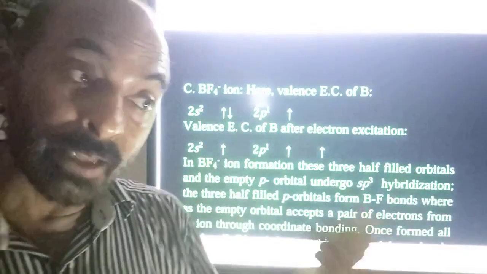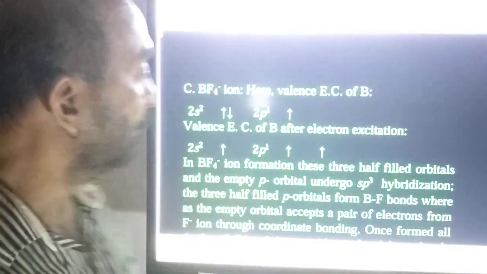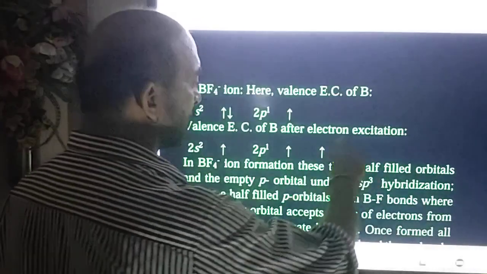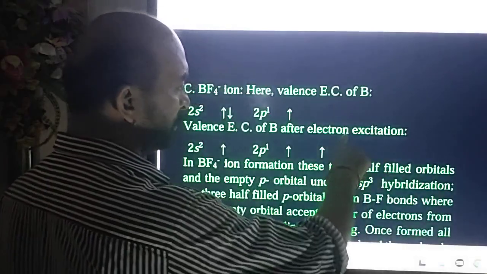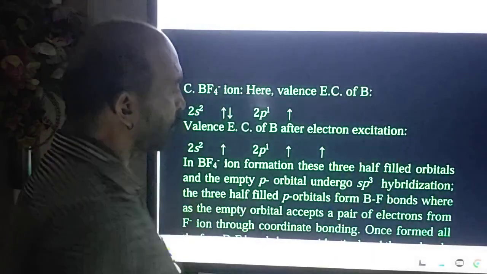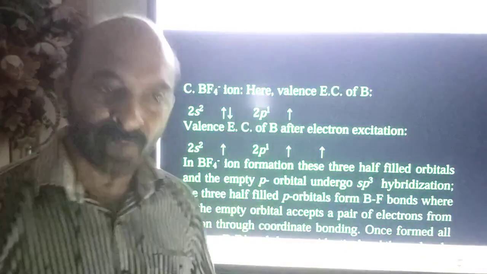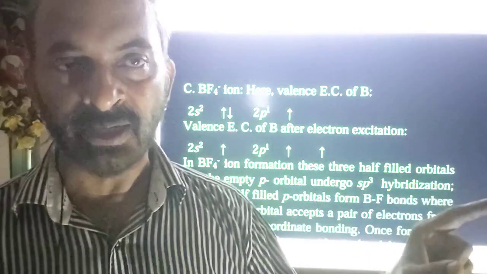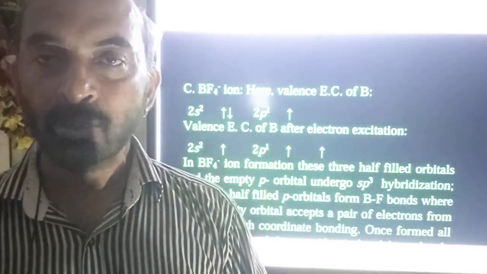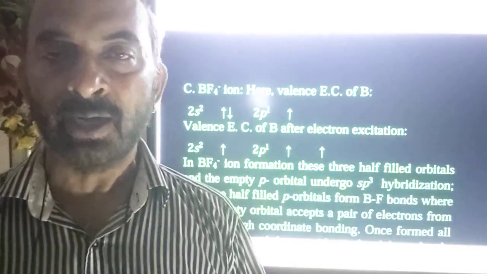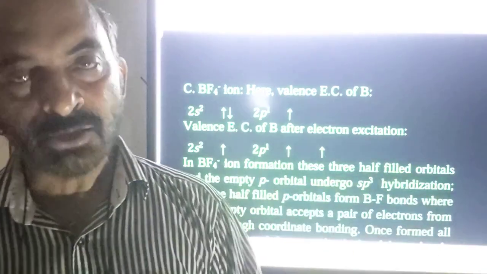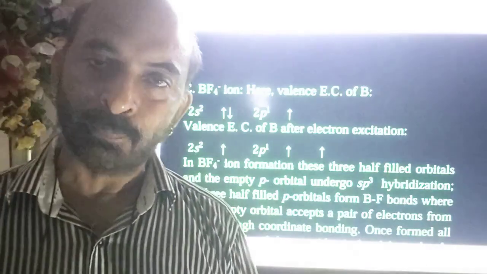What happens when another F minus comes? It makes use of one of the vacant p orbitals. Here there is a vacant p orbital into which the fourth fluoride coordinates. Then BF3 plus F minus becomes BF4 minus. Then the trigonal planar geometry changes to tetrahedral geometry. Hybridization also changes from sp2 to sp3.